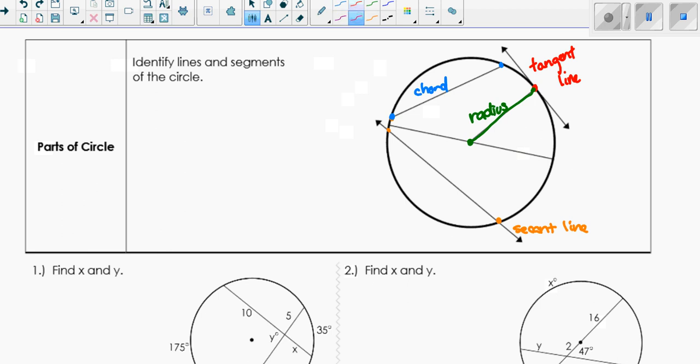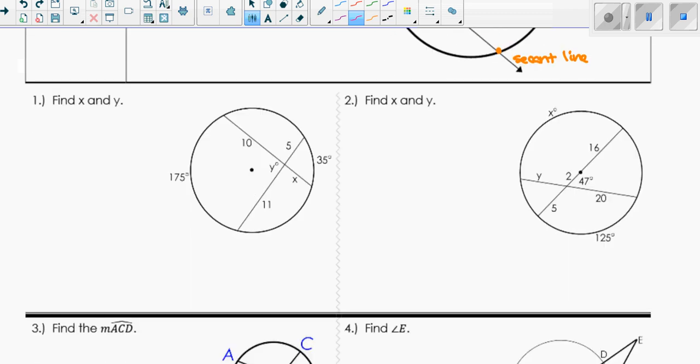And this segment that goes from one side of my circle through my center to my other side is also a chord, but we always like to be as specific as possible, so we call this a diameter. And that kind of adds in all the things that we just talked about. All right, so let's do some algebraic examples.